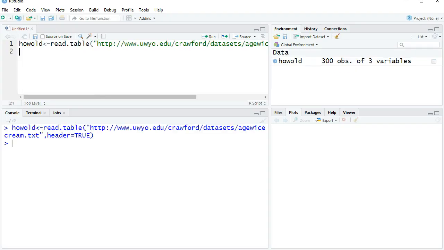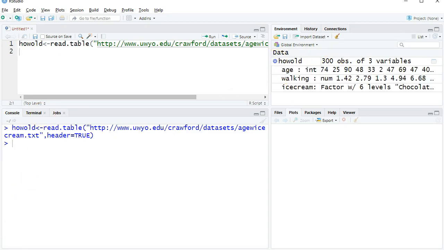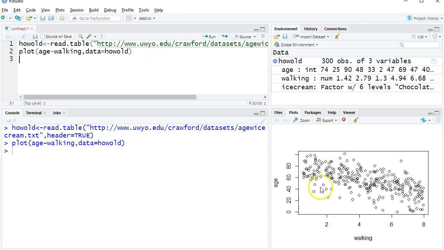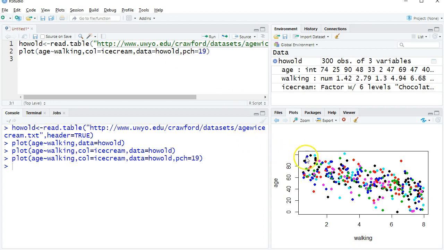I've decided to call it how old so that I avoid using age because that's one of my variables in the data set. Just making a plot of whether walking matters. It looks like the more you walk, the more we predict you must be young. And if I color these dots by ice cream, I'm going to make the dots a little bolder. Do I see a distinct pattern between the black dots and the red dots and the purple and green? Well, I don't know. That's hard to see if there really is a pattern.